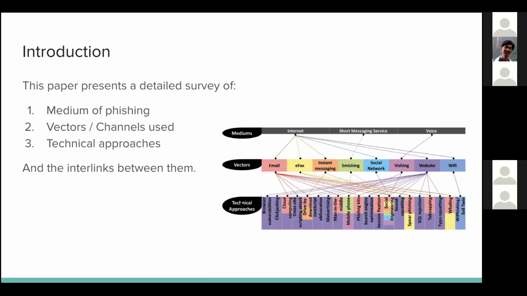For each of these vectors, some may involve multiple technical approaches. For example, instant messaging can be involved in drive-by download as well as social engineering. And spear phishing is carried out through email and e-fax as well as other vectors. Okay.